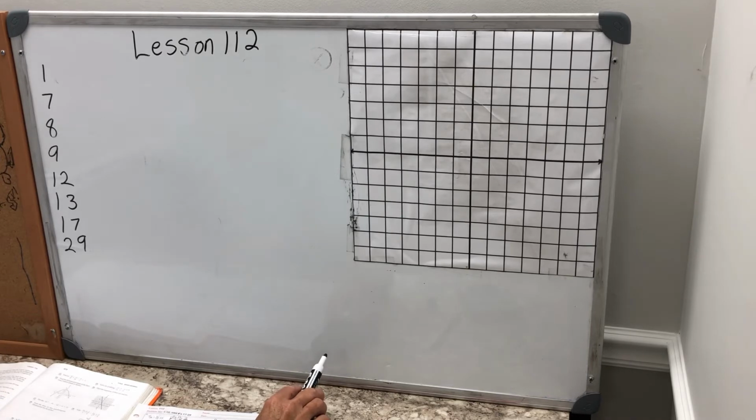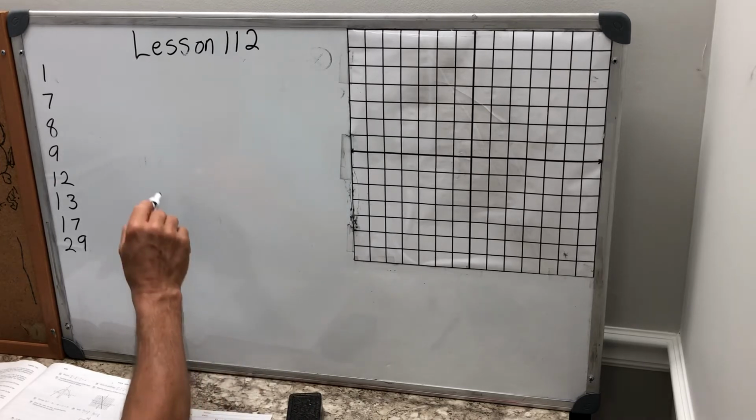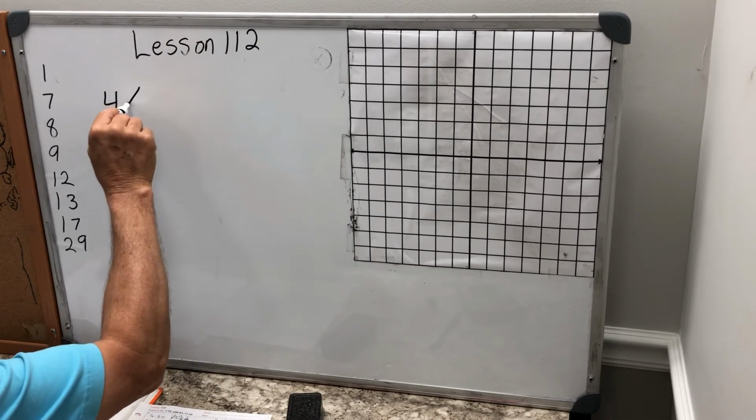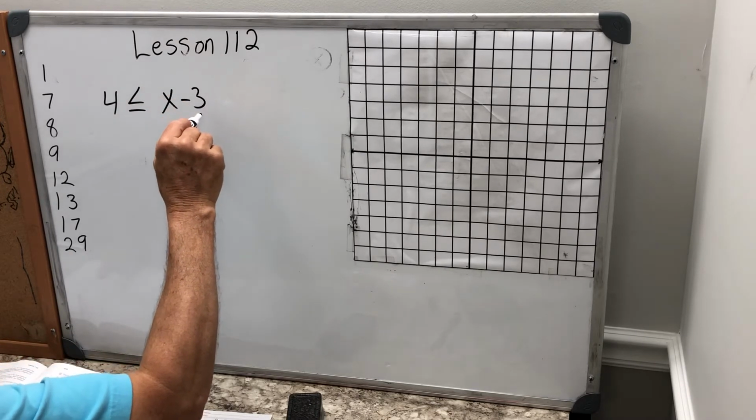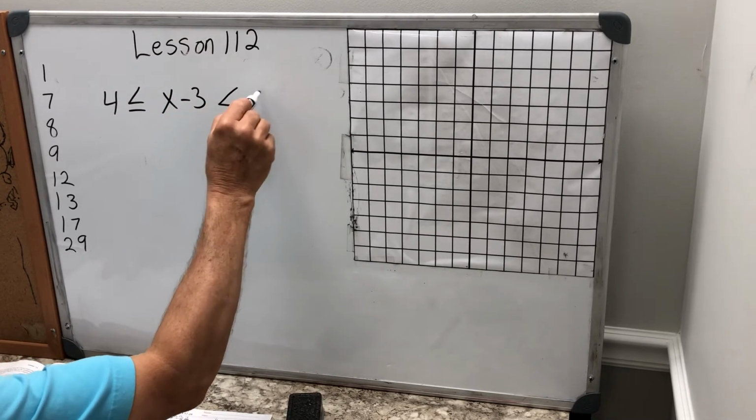Okay, number 12. It says graph the following conjunctions and disjunctions. This is called a conjunction here. Here's the original: x, negative 3, 6.